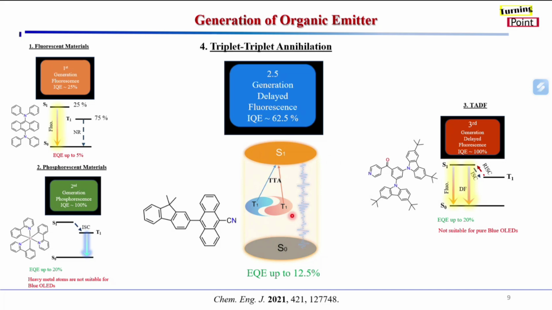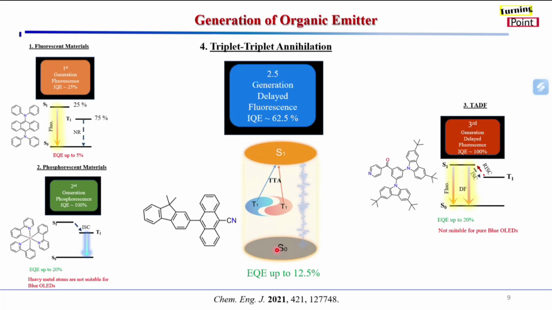At first, two triplet states come to close proximity and they interact with each other. After that, they exchange their energy, and one of them goes to the singlet excited state, another one comes back to the singlet ground state. When the singlet excited state molecule comes back to the ground state, it emits light. In this process, partial triplet harvesting is possible without using any heavy metal atom. And this one is also suitable for blue light emission because now the energy gap is increased. And here the external quantum efficiency reaches up to 12.5%.